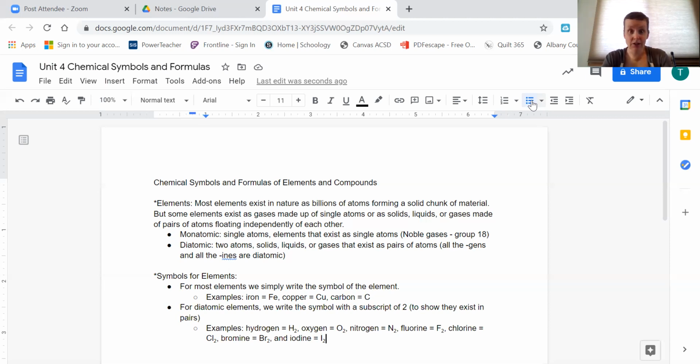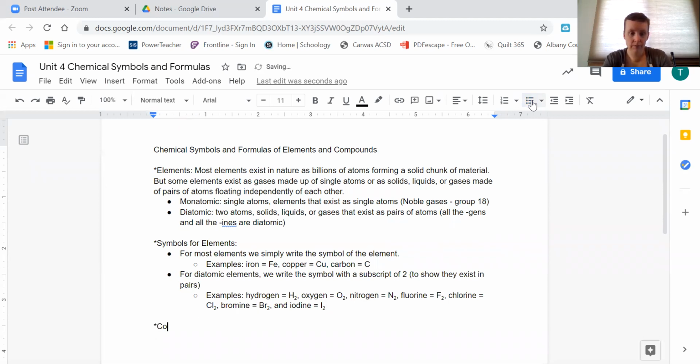All right, that ends our elements for us. So we're going to move on to compounds now. Okay, there are many types of compounds, including ionic. We've learned about ionic compounds, covalent compounds, acids, bases, and organic compounds. Okay. We're going to talk about each of these individually here and how we're going to write those formulas.